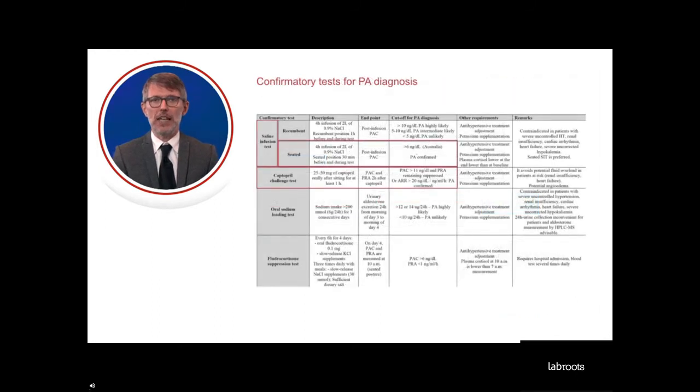The confirmatory exclusion tests accepted by the Endocrine Society and the European consensus are 4. However, in Europe, we usually use the intravenous saline load performed in seated position or the captopril challenge test. The Florinef test is almost abandoned, whereas in the USA, for example, the oral saline load test is widely diffused.